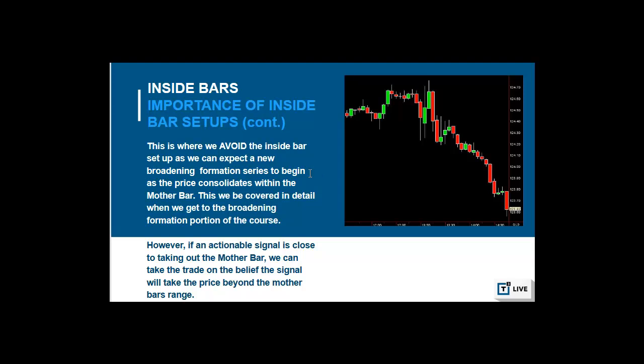However, if an actionable signal is close to taking out the mother bar, we can take the trade on the belief that the signal will take the price beyond the mother bar's range. You can see this here. It's a 2-bar setup, inside, and we'll get to this as a rev strat. But here, you might say we're not going to take this because it's still inside this mother bar, and that's why you might not have taken it to the upside on the belief it might not be strong enough to get out here. But then this 2-bar pattern does break out of here and gets out of that. So you can see the difference between a tighter range and those large ranges, and we'll get to that as we move along.